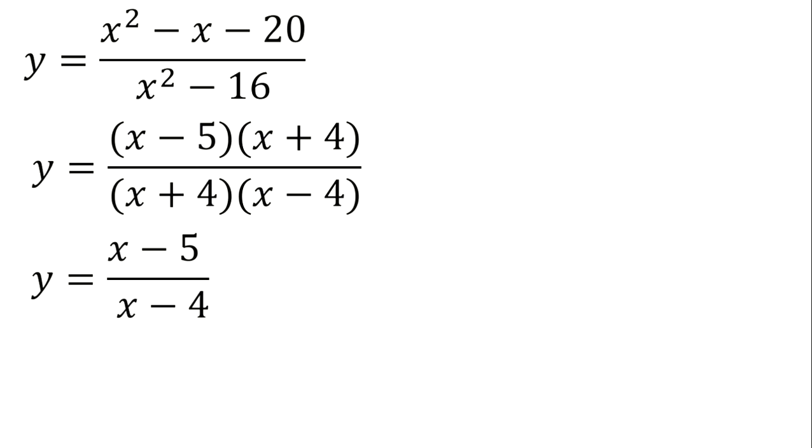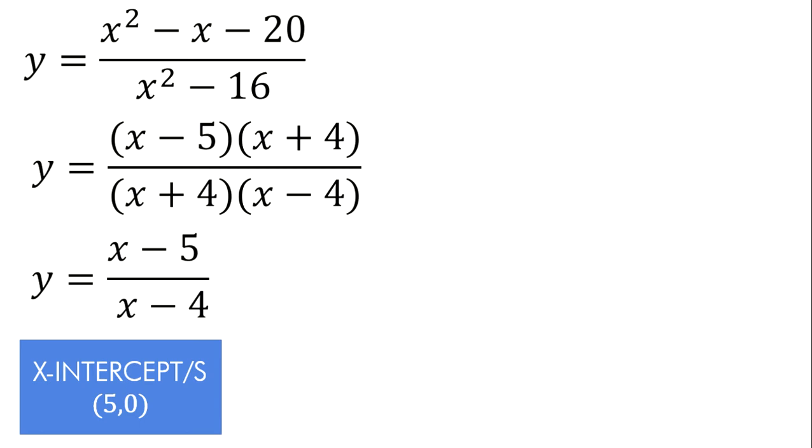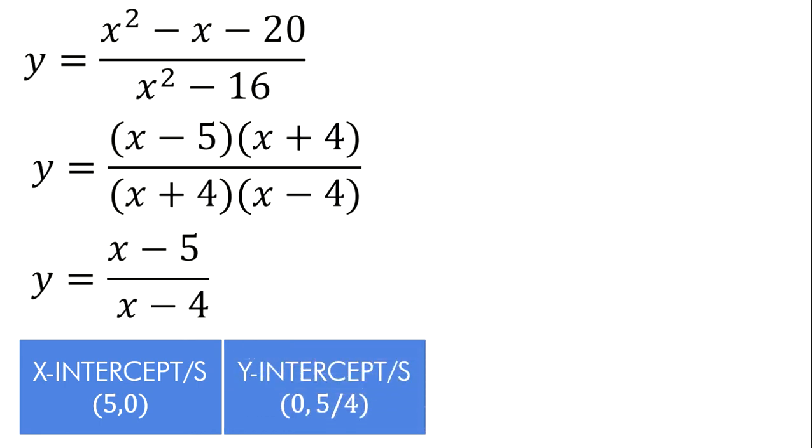So what does it mean? Let's find the intercepts here. If y is equal to 0, then x is equal to 5. So we have here the x-intercept 5, 0. If x is equal to 0, we'll identify the y-intercept. So that is 0 minus 5 over 0 minus 4. That's 5 over 4. So 0, 5 over 4.